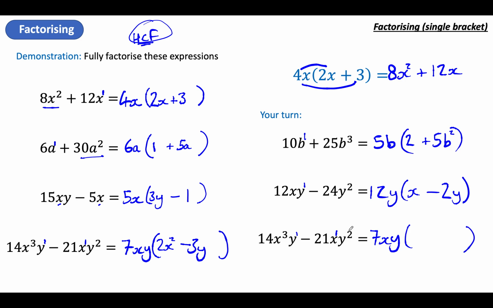Open up the bracket. I need 14, so I times the 7 by 2 to make 14. I need x cubed. That's 3 of them. I've only got 1 so far, so I need 2 more, so x squared. Then I need a y, and I've got a y, so that's fine. Minus 21. Okay, well, we need to times the 7 by 3 to get up to 21. I need an x, just the one x, and I've already got the one x. I need y squared. Oh, that means I need one more y, because I've only got 1 here, and I need 2. So times it by another y.